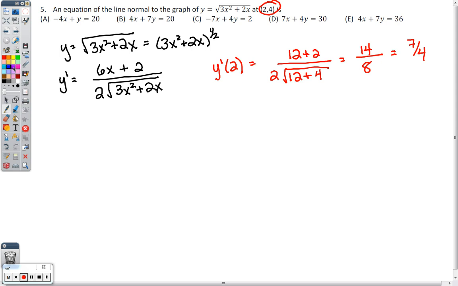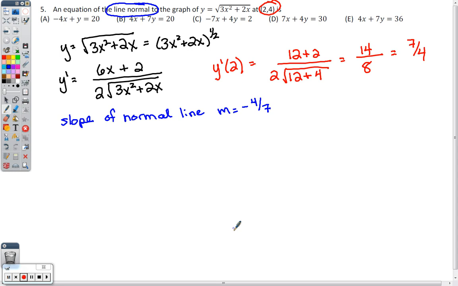But here, let's make sure that we remember, they didn't ask us for the equation of the tangent line, which is what we're used to seeing. They asked us for the equation of the normal line. So the slope of the normal line, right? The normal line is the line perpendicular to the tangent line. So if it's going to be perpendicular to the tangent line, we're going to take this 7/4, flip it over and make it negative. So we're going to have negative 4/7. Not so bad, okay?